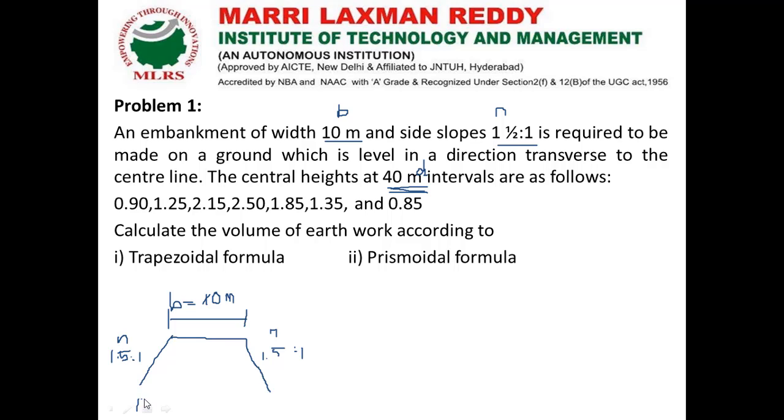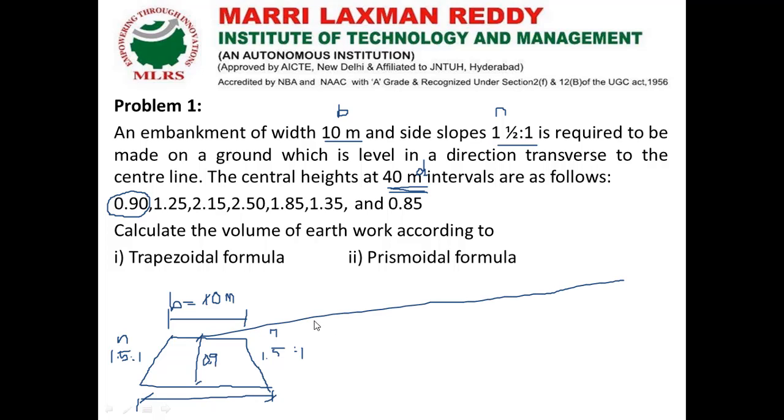Now the height. At every 40 meter they have taken readings. For the first place, the height is 0.9 meter. That is, at 0 meter, the height is 0.9. Next, along the center line, the reading has been taken. So at the second place, the height is 1.25.